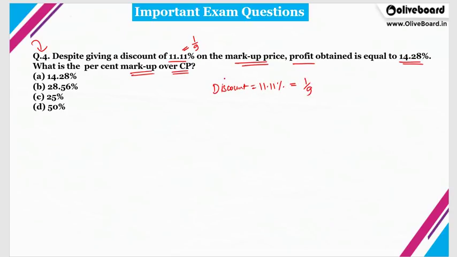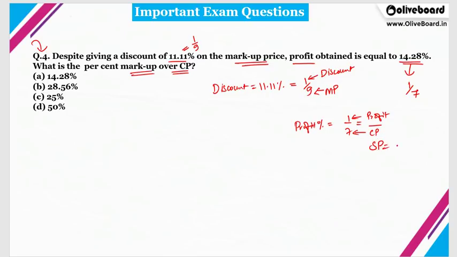Now since discount is always given on markup, this is your mark price and this 1 rupee will be the discount. In spite of having this 11.11% discount on the mark price, the profit is 14.28%. Now 14.28 is 1 by 7. So 1 by 7 is your profit percent, and profit percent is always calculated on CP. So this is your CP, and this is your profit. Right? This is your profit. So I can say that the SP will be what? SP is equal to what?